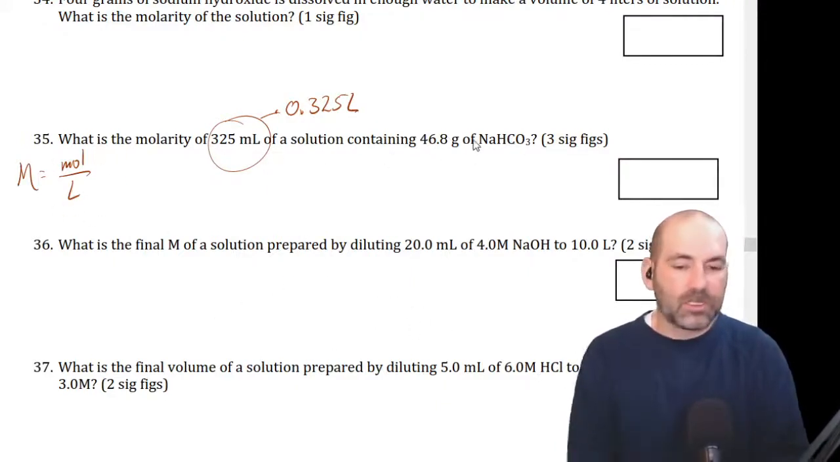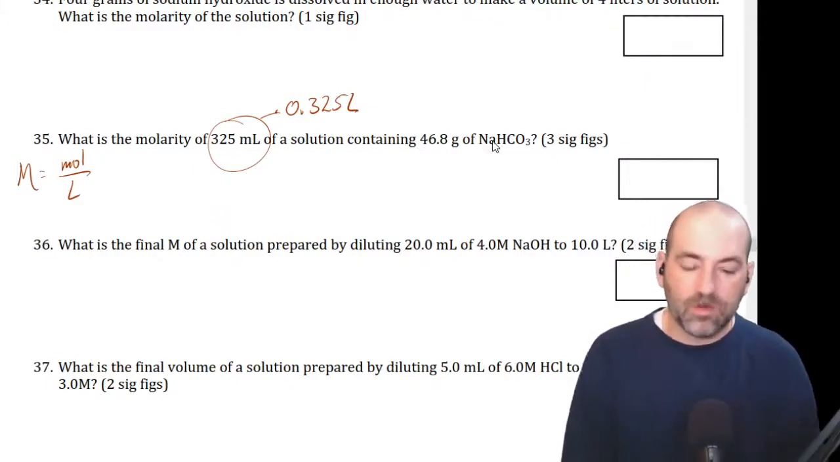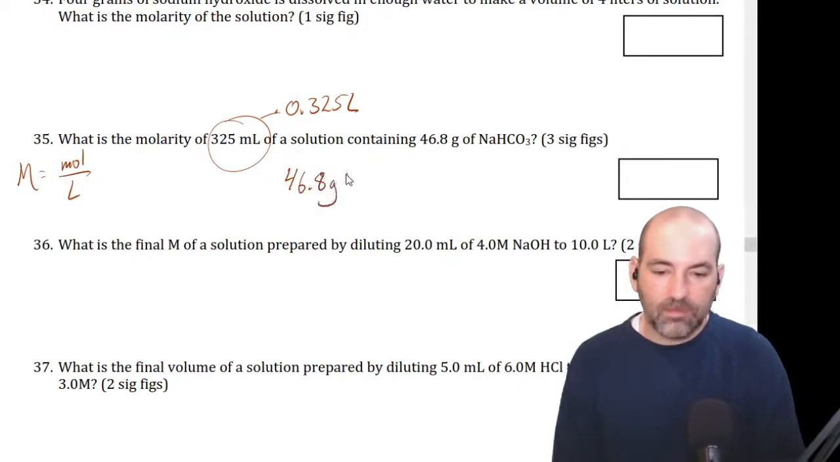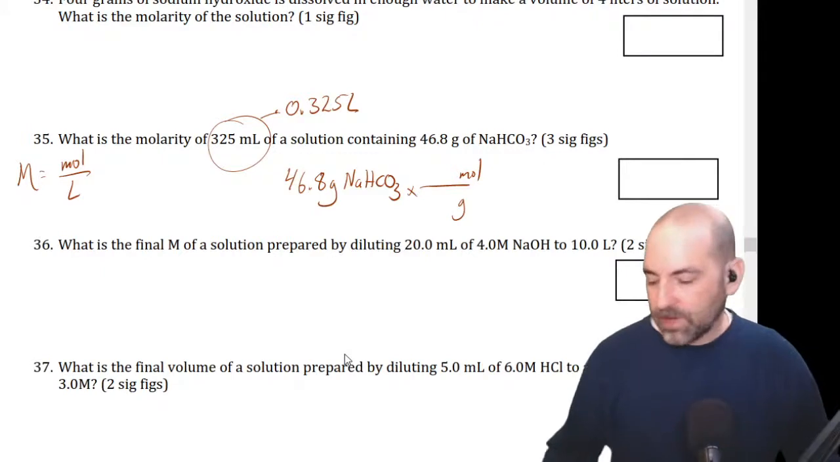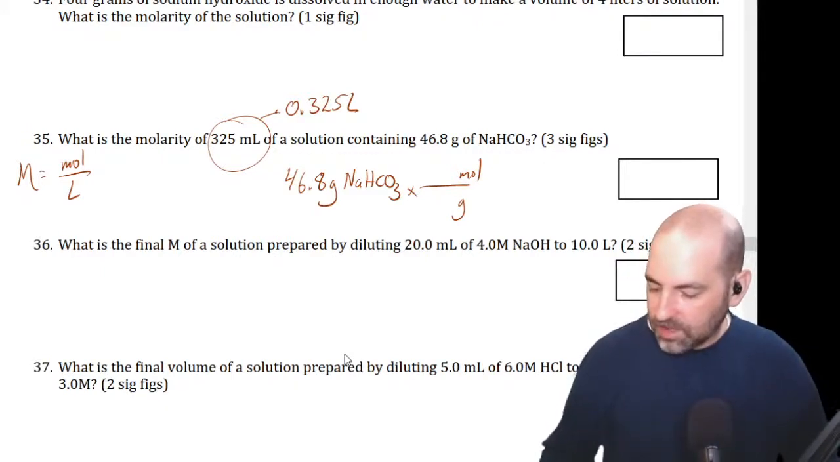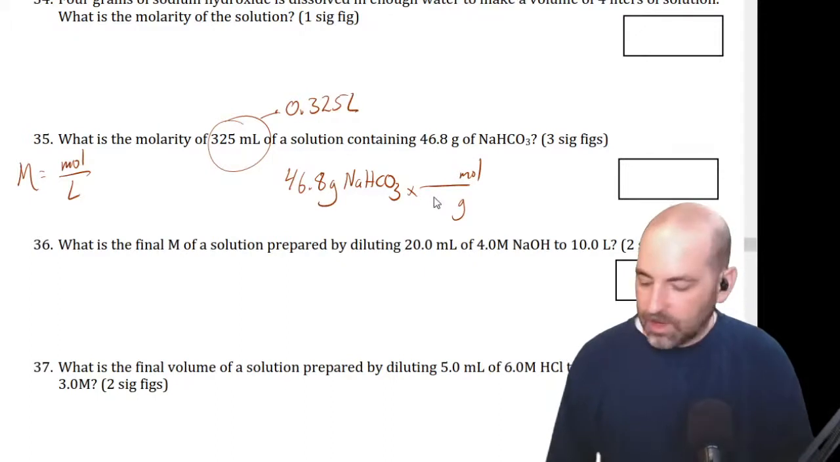And then the moles is going to give us a little extra step here because we have to calculate how many moles of sodium bicarbonate. But we can do that. 46.8 grams of sodium bicarbonate times, to convert from grams to moles, we need the molar mass. So we can calculate that from the masses on the periodic table. And we get about 84.0.